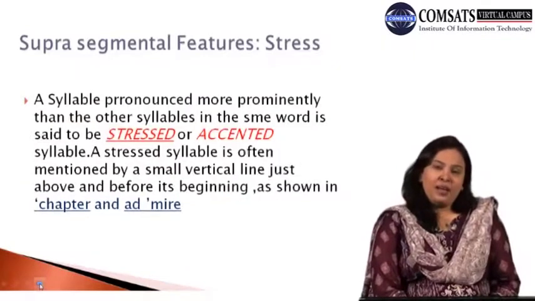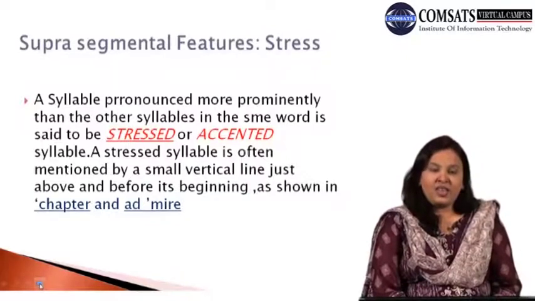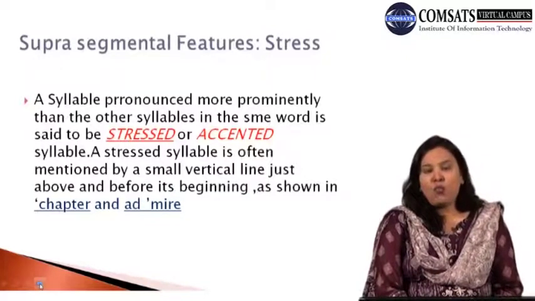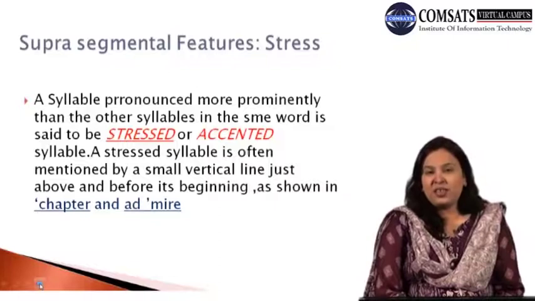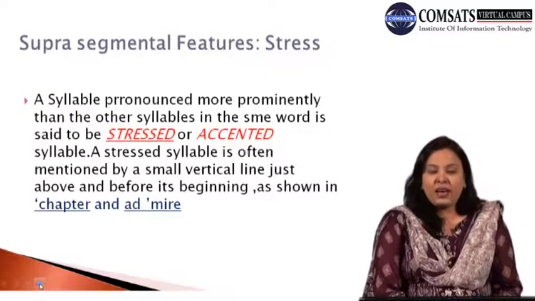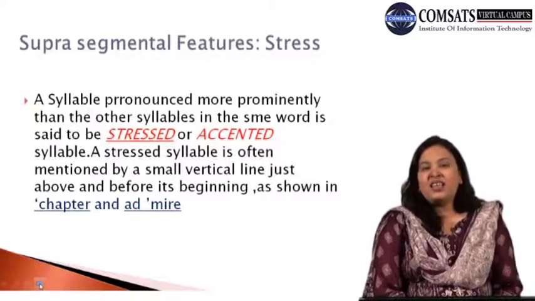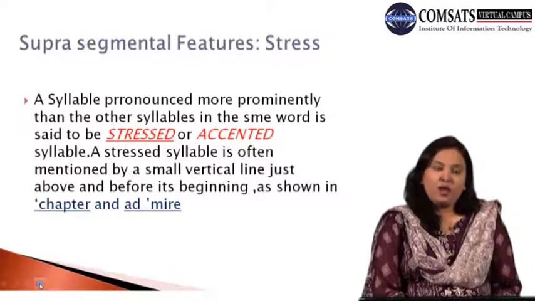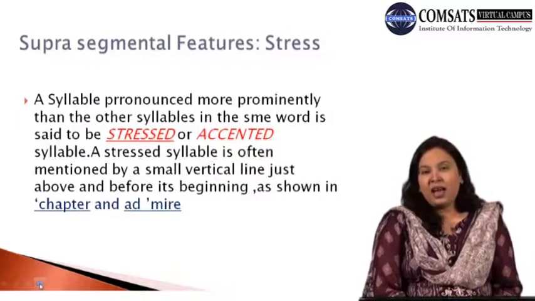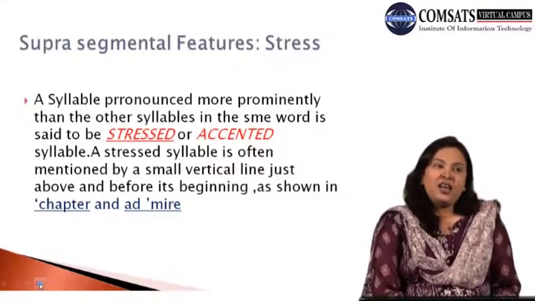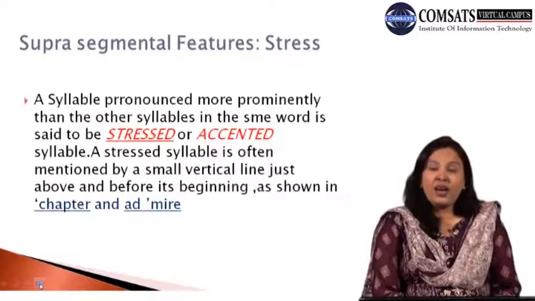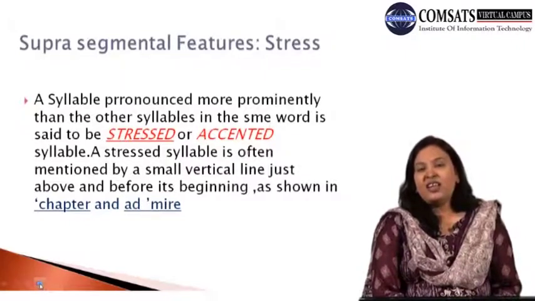So stress comes with high pitch, loud voice and emphasis, a syllable pronounced more prominently. We identify that we are stressing a certain syllable or word when we emphasize it and it is pronounced more prominently than the other syllables in the same word. Then this word is known as a stressed or accented word. Sometimes we perform stress at word level and sometimes at sentence level. At word level, the stress is on the syllable.